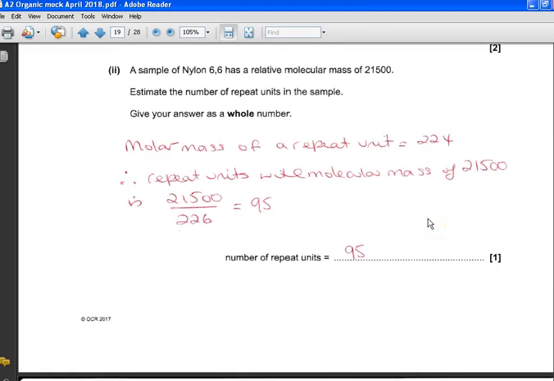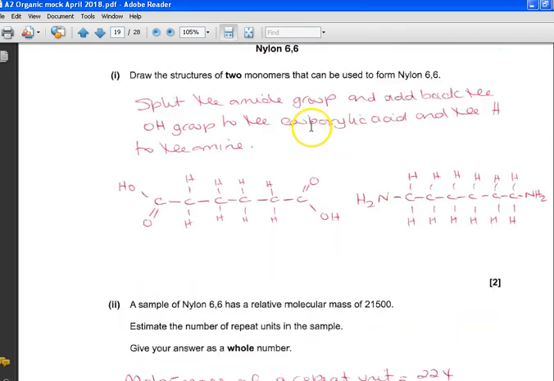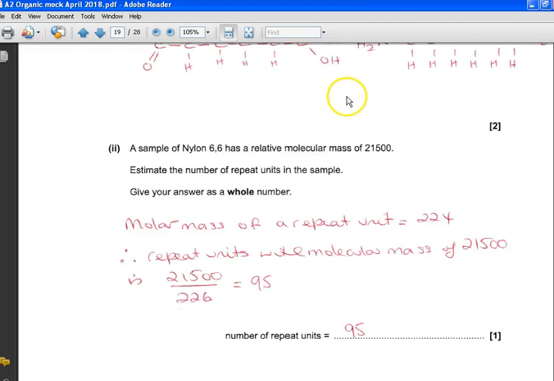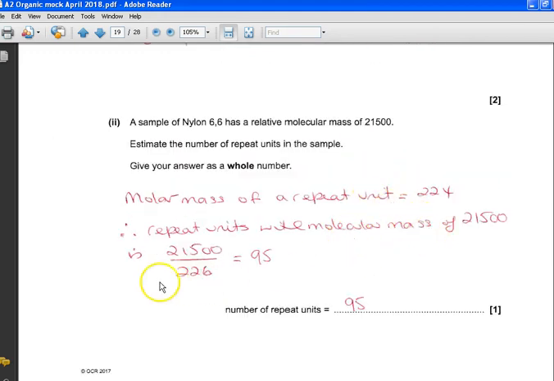Okay, this one flummoxed a few people. You're told that you've got a sample that has a relative molecular mass of 21,500, and you're asked to estimate the number of repeat units. So you need to go to your repeat unit and work out the molar mass of it just by adding up your carbons, your oxygens, your hydrogens. Double check it, make sure you've got all of them. So the molar mass of a repeat unit is 226. You've got a sample with 21,500, so you just divide one into the other.